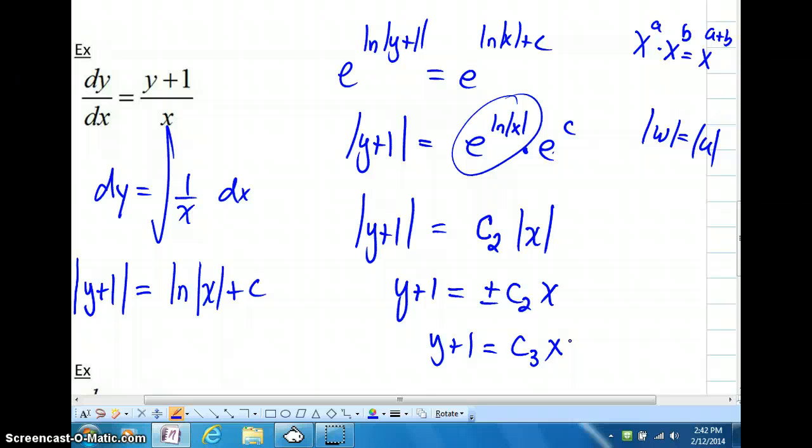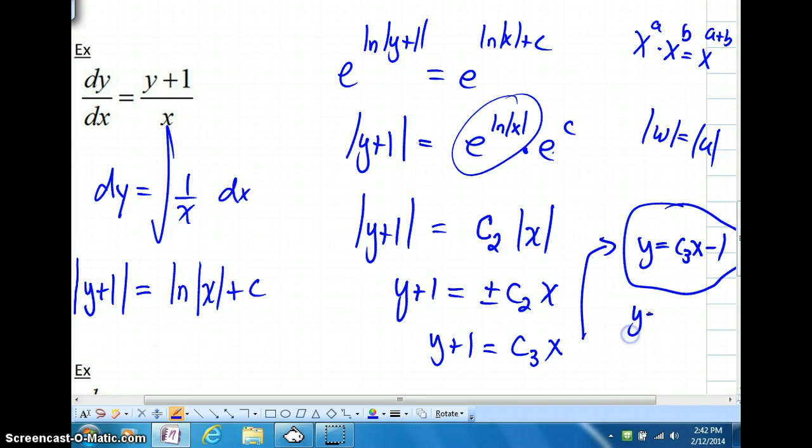You know, who knows what it is? Somebody could say, but it could be positive or negative. So could C sub 3. Right? So what would we say here for a final answer? Well, we could say y would equal C sub 3 x minus 1. Very often the author could even sneak in saying, look, it's some arbitrary number A.